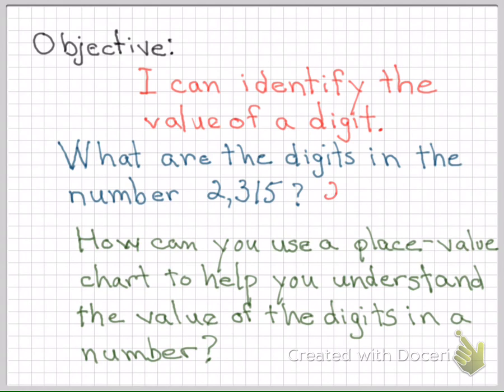If you said 2, 3, 1, and 5, you are correct. The digits altogether make up the number. Now, how can you use a place value chart to help you understand the value of the digits in a number?